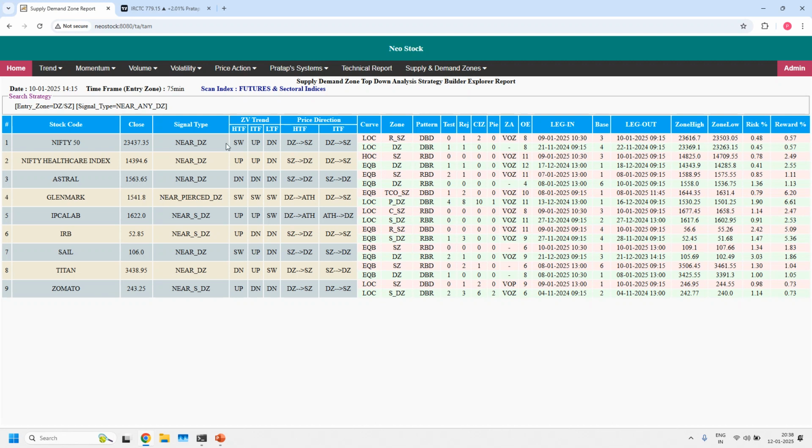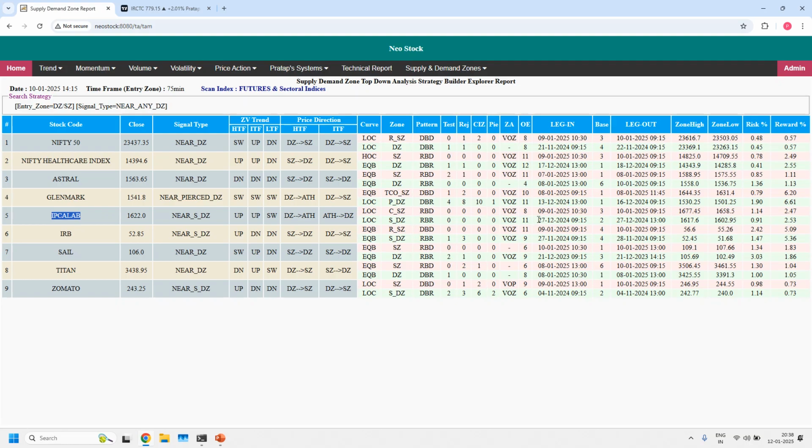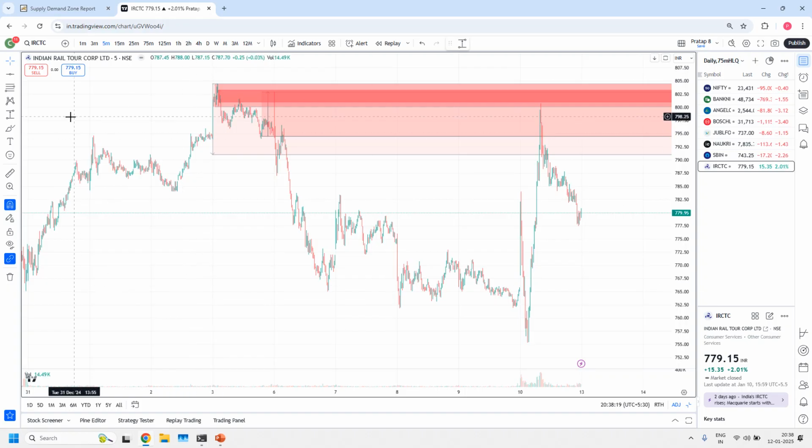We have some daily zones we have to look at, and 75 minutes demand zones. Here we have a high liquidity zone, IPCL Labs. This is a 27, 12, 9, 15. After that, two base candles.